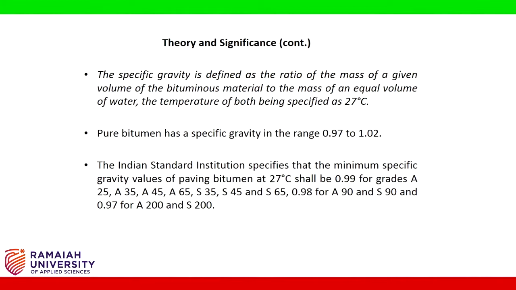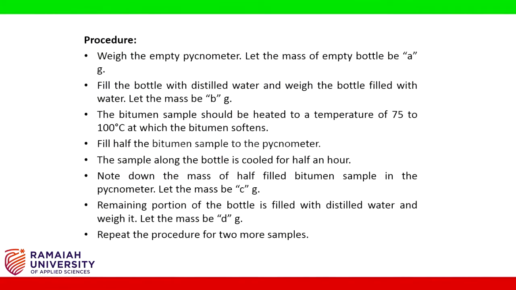Pure bitumen has a specific gravity in the range of 0.97 to 1.02. The Indian Standard Institution specifies that the minimum specific gravity values of paving bitumen at 27 degrees Celsius shall be 0.99 for grades A25, A35, A45, A65, S35, S45 and S65, 0.98 for A90 and S90 and 0.97 for A200 and S200. Procedure: weigh the empty pycnometer.